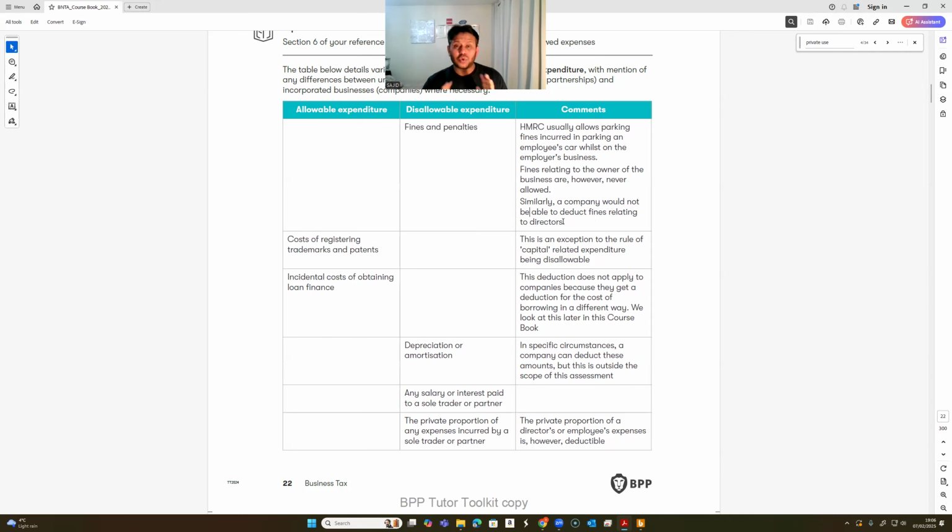If it is a sole trader and the owner has a fine, we need to add it back because it is disallowable expenditure. Same way, if we have a director of the company, the fines are disallowable. Only if the employee of the company has a fine, it is allowable. So you need to remember that.